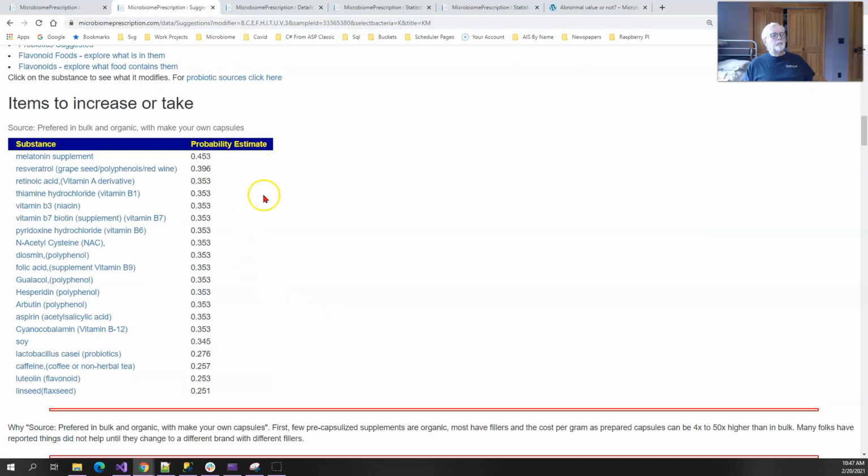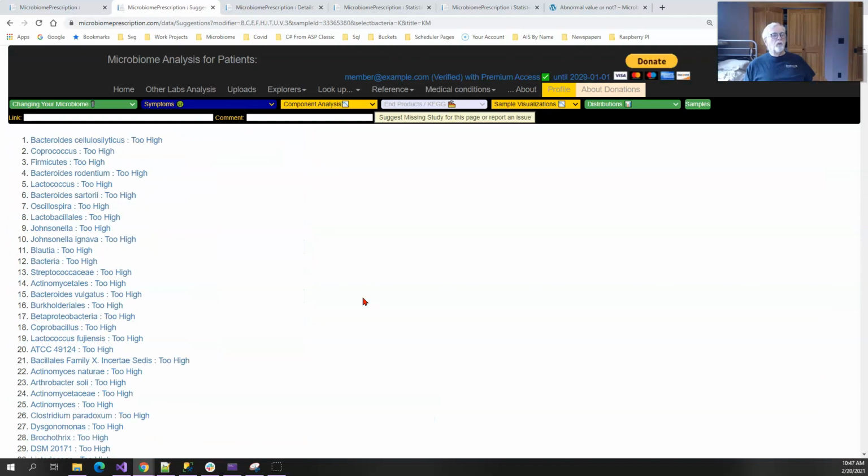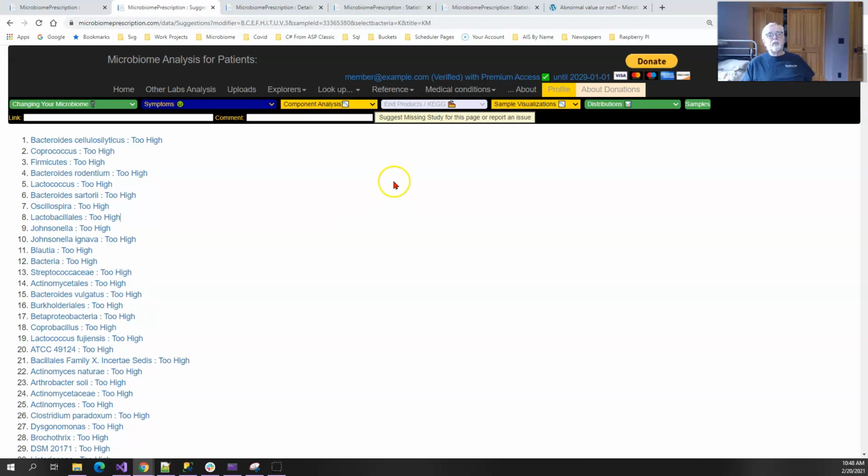What we have down below is the list of supplements, and we also have things to avoid, and the usual things with suggestions. Okay, so quick recap. You will now find under component analysis a total of 5 new reports. You will find under changing your microbiome 6 new or updated reports. You find all the outliers there for 5, and you have a new quick suggestion for number 6. The Kaltoft-Moltrup isn't in the advanced suggestions list. It will probably be there in the next day or two. I've got a lot of catching up. So that gives us 11 new reports.